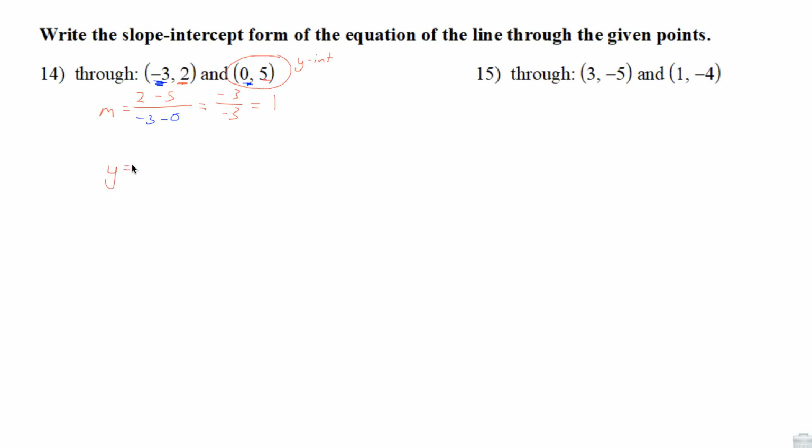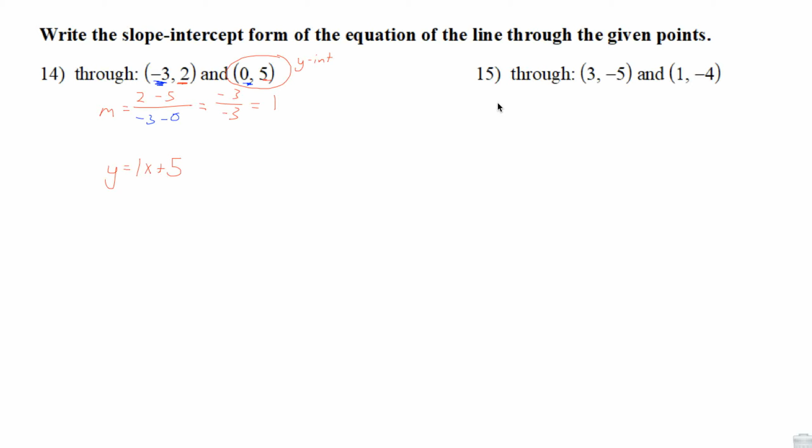Y equals 1x plus the y-intercept of b, which is 5. And so there's your equation. That only works if you have a 0 in the x value and then the y value. That's the only time it's the y-intercept. Don't ever just plug any y value in there. Otherwise, you would have to plug the point in like we did on question 12.